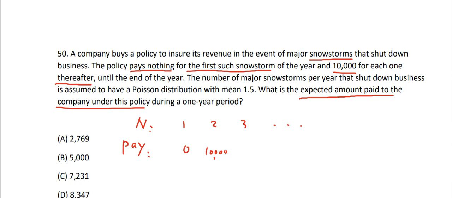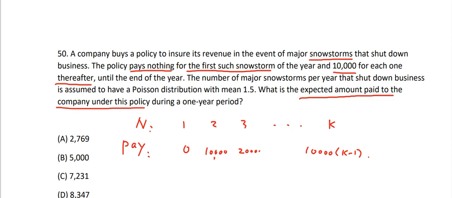Okay. So if they have 3 total snowstorms, the first one they will not pay, so the second 2 they will pay. So we find, if the number here is k, how much will they pay? Pay this multiplied by k minus 1, right?